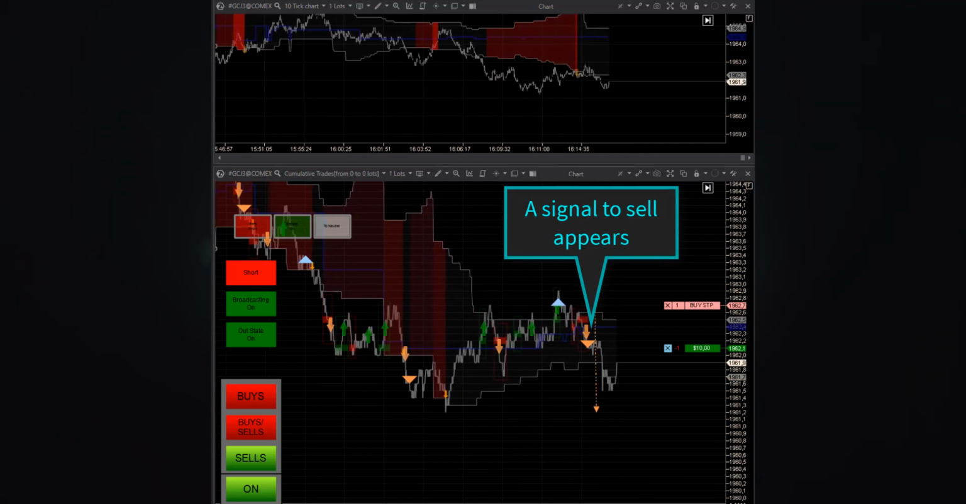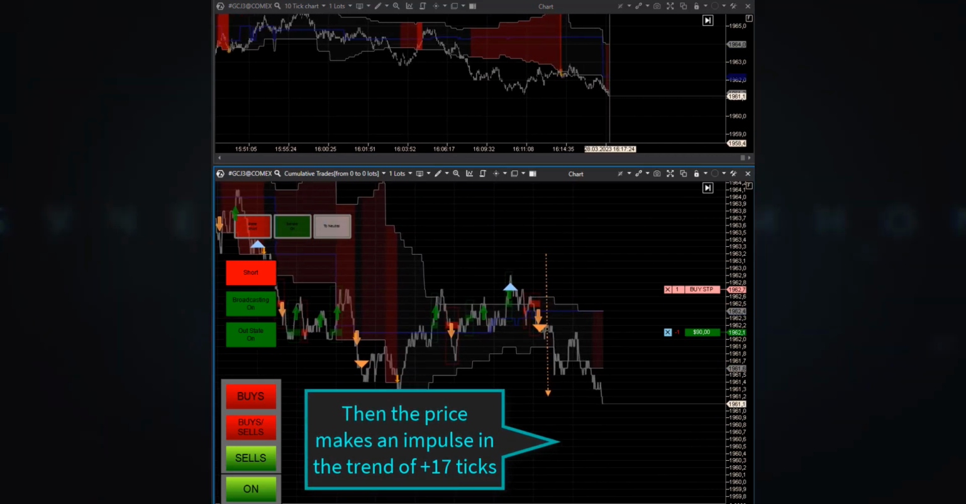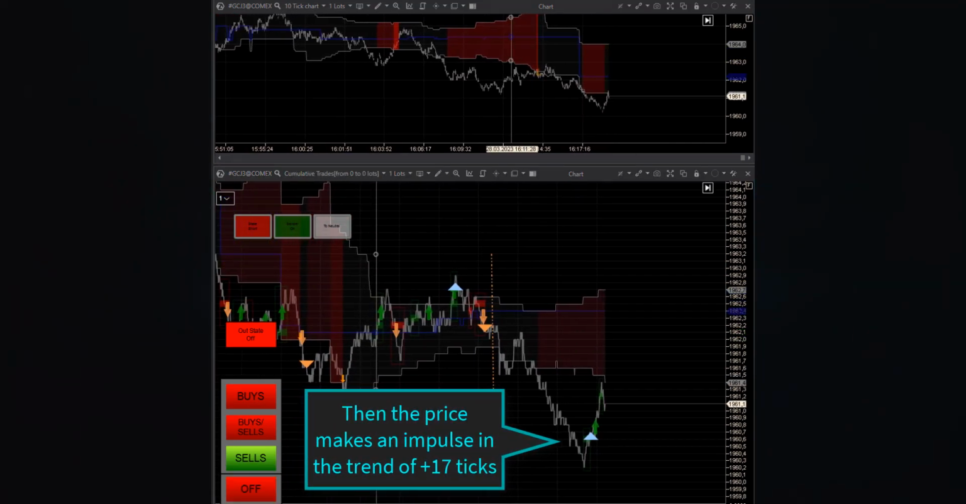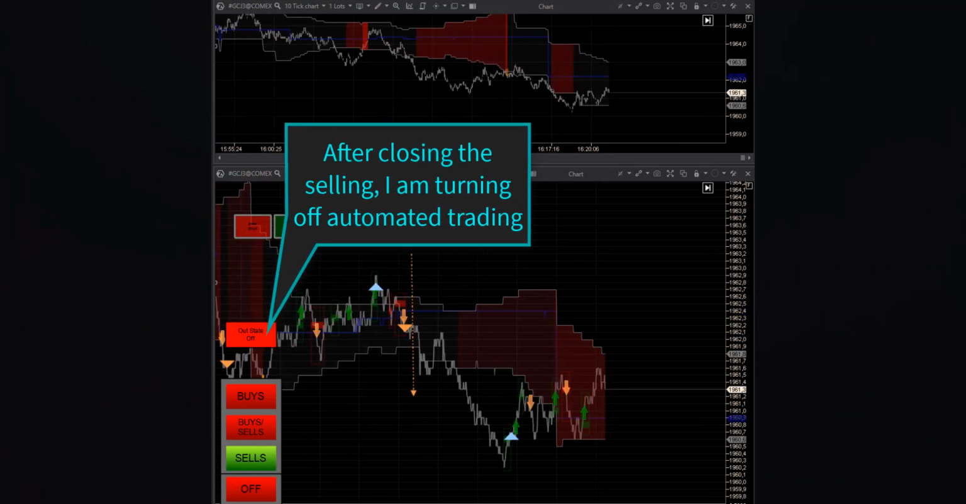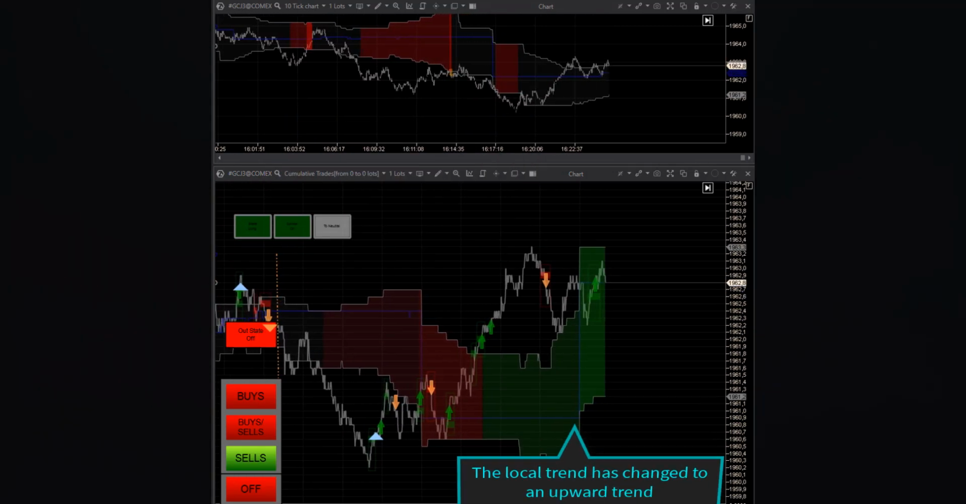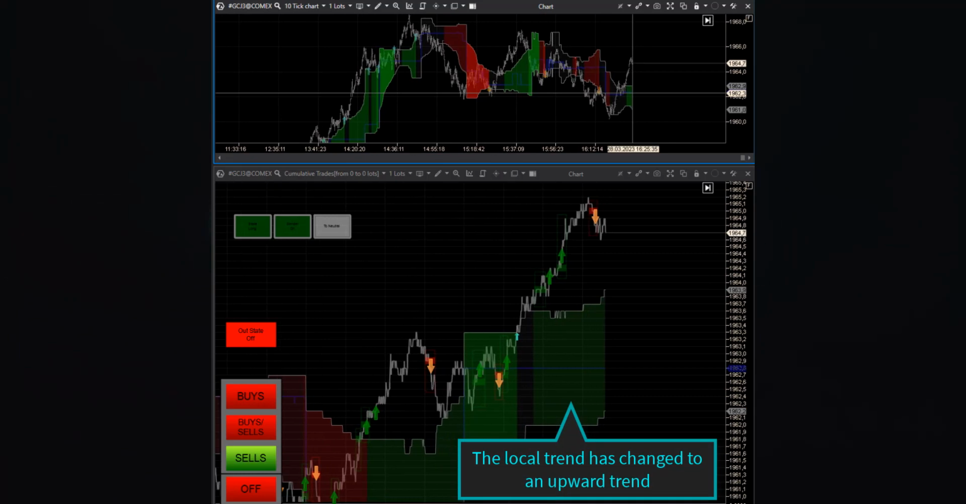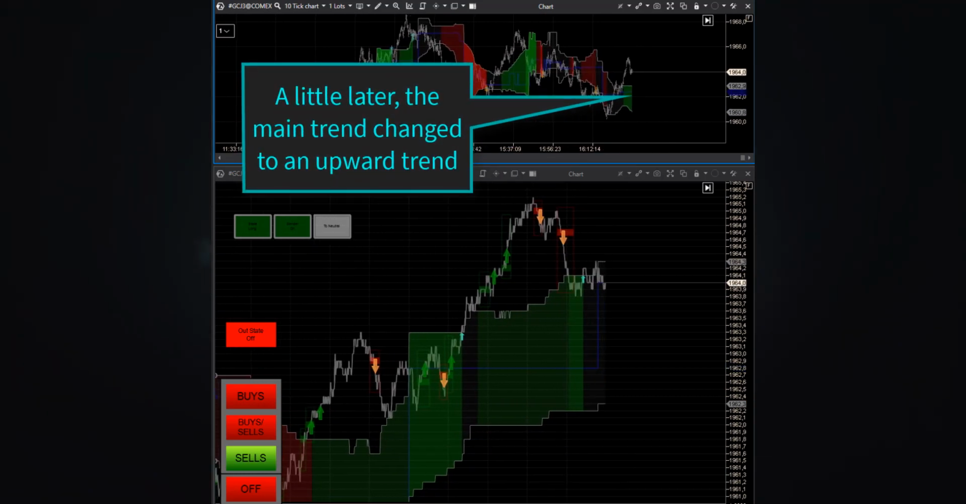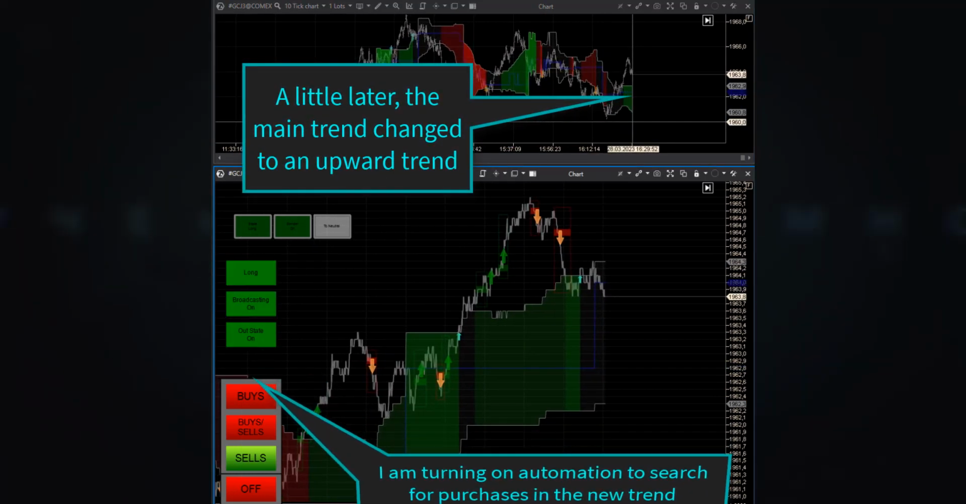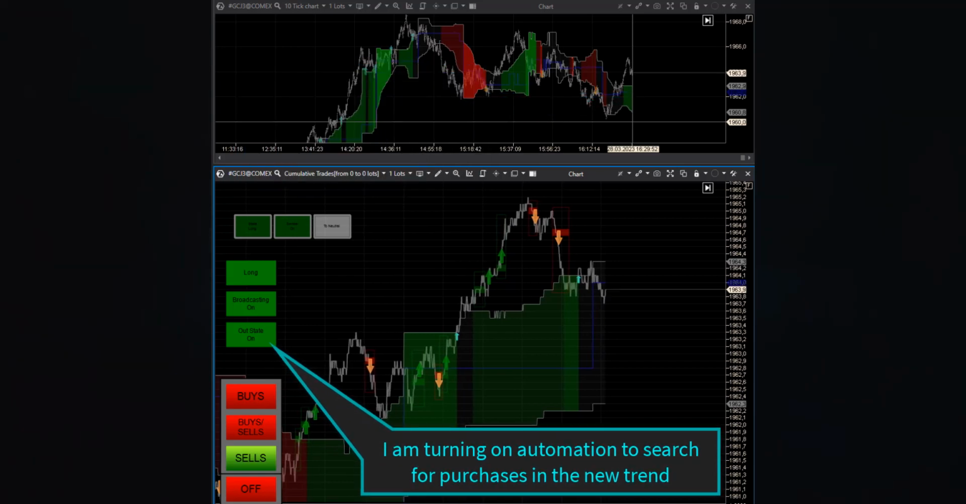A sell signal, then the price makes an impulse along the trend, plus 17 ticks. After closing the sale, I turn off the automation of trading. The local trend changed to an uptrend, and a little later the main trend changed to an uptrend. I turn on automation to search for purchases in a new trend.